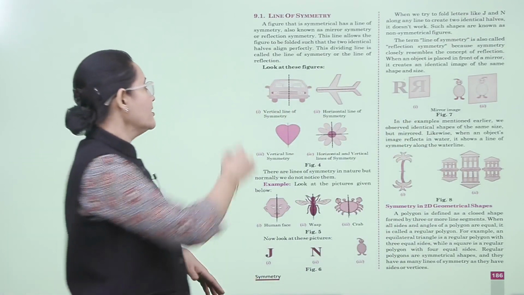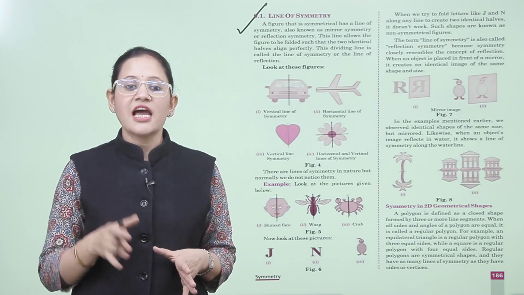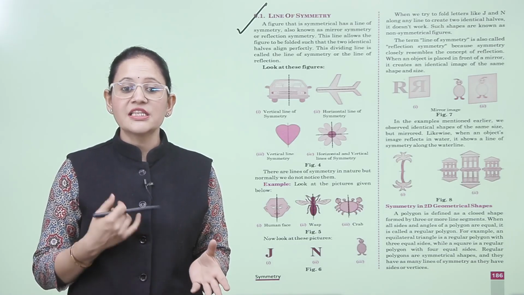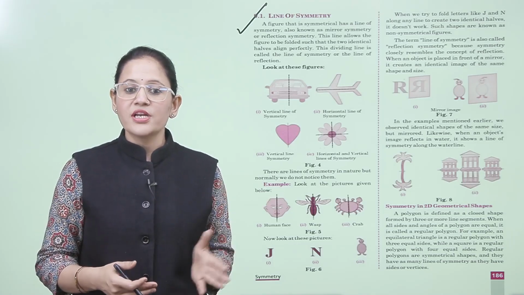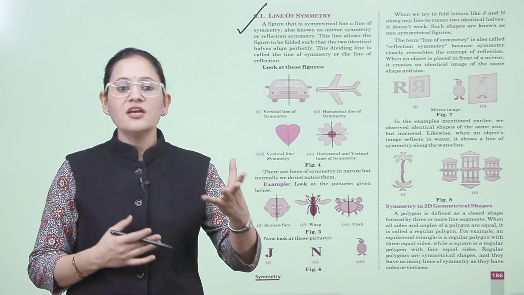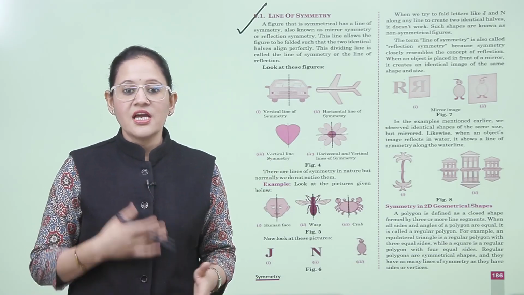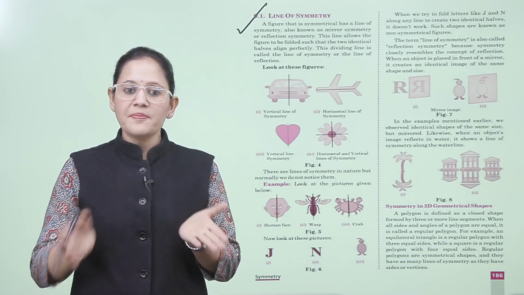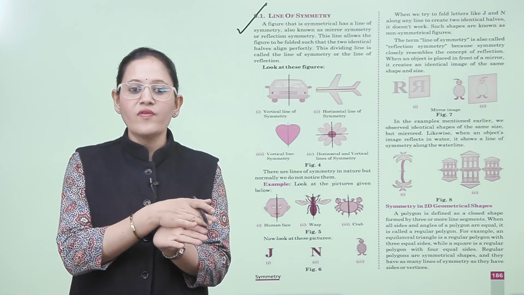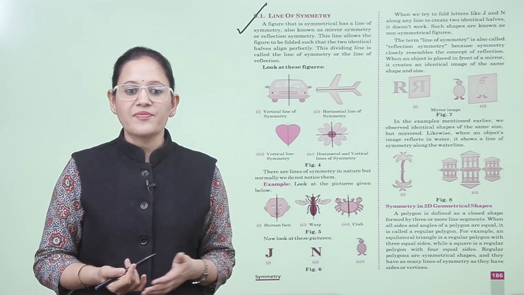Next is line of symmetry. What is the line of symmetry? Figures that are symmetrical have a line of symmetry, also known as mirror symmetry or reflection symmetry. This line allows the figure to be folded such that the two identical halves align perfectly. So this is an imaginary line which splits the given figure into two identical halves, and if we put one part on the other, it will completely overlap. This dividing line is called the line of symmetry or the line of reflection.